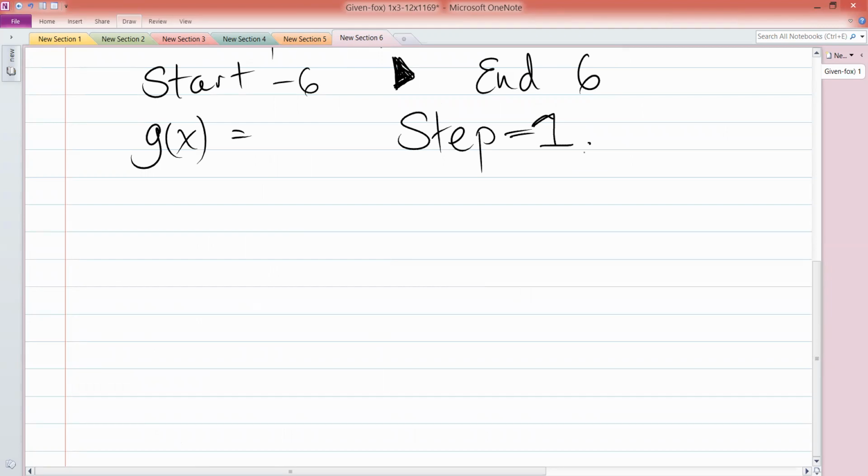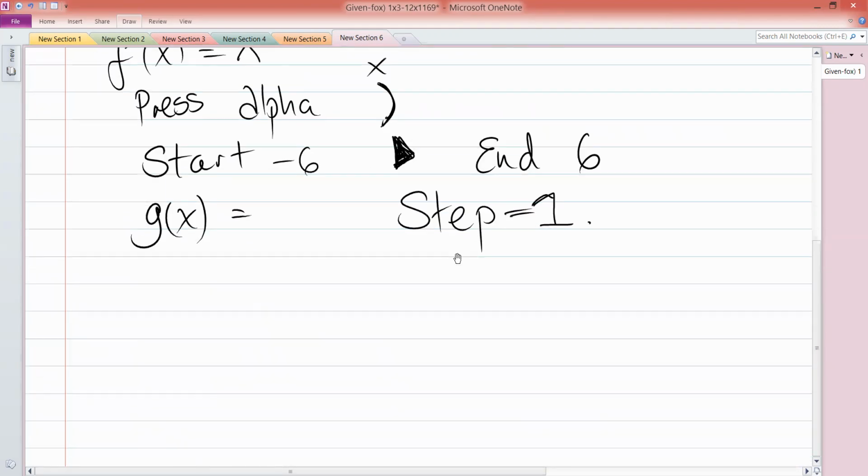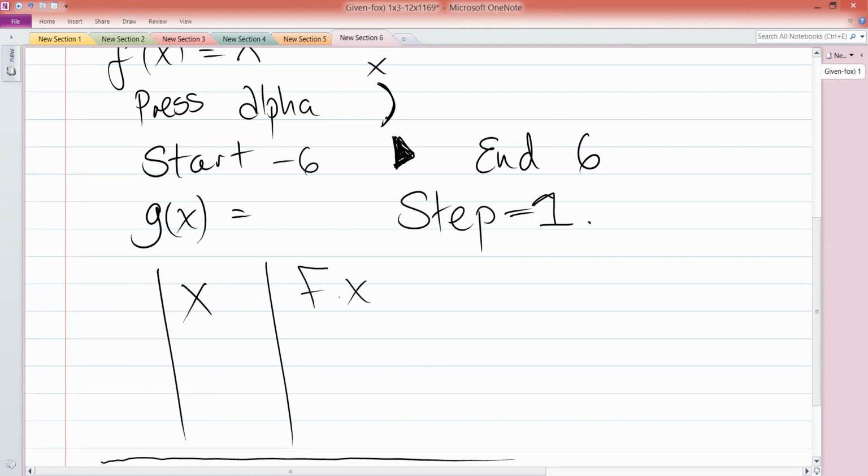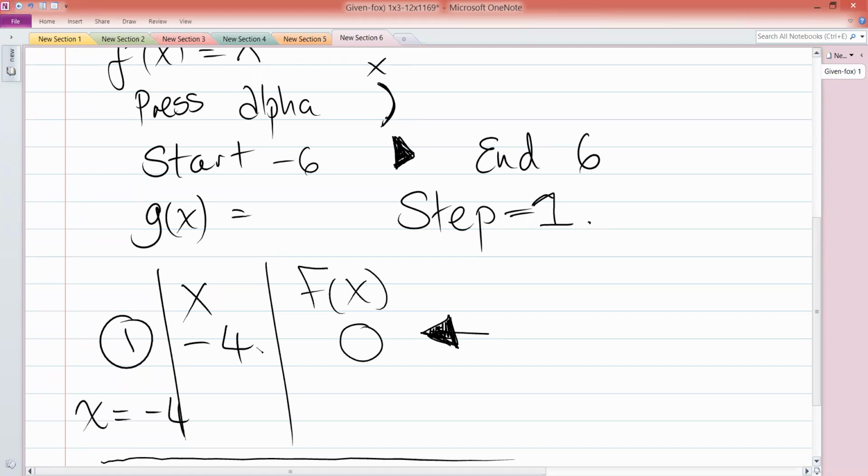Okay, then press equals. Now, what you get on your calculator, you're going to get x, and then you're going to get f of x. I want you to look for a value of x where you can see it being equal to 0. What's the first value of x that you see that's equal to 0? Negative 4. Brilliant. So this first value, that's actually one of our factors. So x is equal to negative 4, that's a factor.